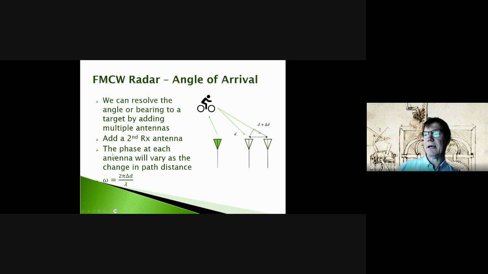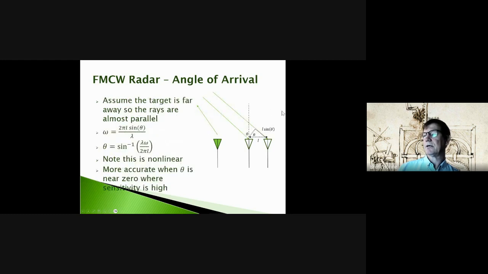But the idea here is that the phase at each antenna will vary as a change in path distance. If this bicyclist is over here, then you're going to have much more of a similar time of arrival. This delta D is going to be very small. If he's way over here, then that delta D is going to be larger. Right? So let's look at that in a little bit more detail.